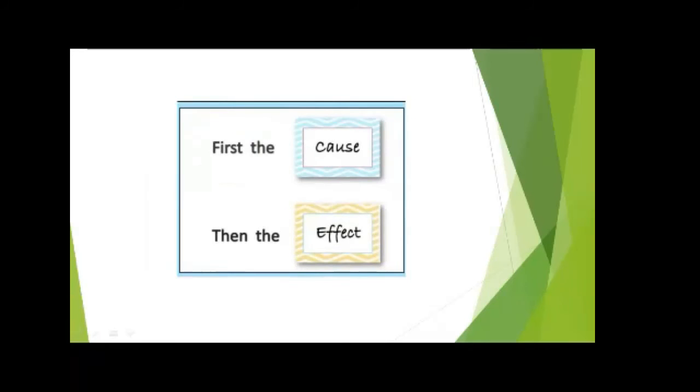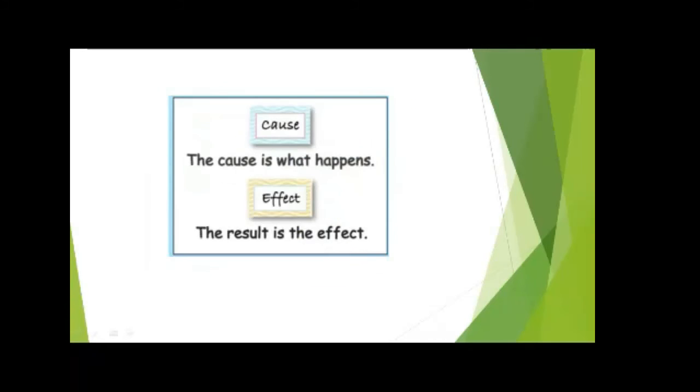Cause is not always first in the text. I repeat, cause is not always first in the text. Cause is the producer of an effect, and effect is produced by a cause, meaning effect is the result of an action of a person or the outcome of events that happen.